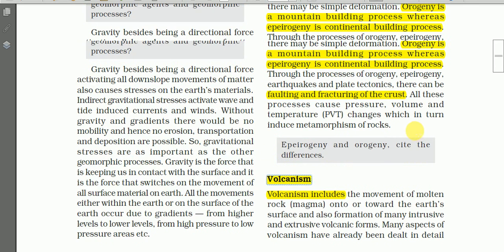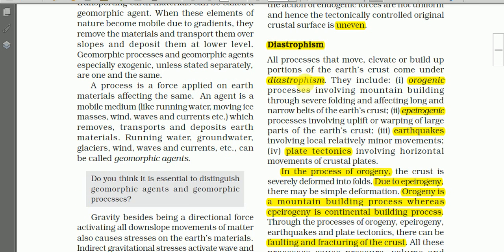Okay, let us read diastrophism. What we mean by diastrophism is given here. All the processes that move, elevate or build up portions of the earth crust come under diastrophism. All kinds of movement that elevate a part of the land surface or move it from one place to another place are known as diastrophism.